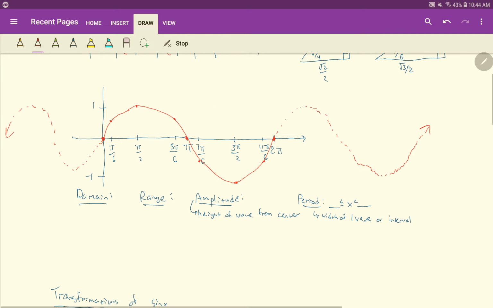Okay, so the domain then will be negative infinity to infinity. There's no problem x values. You can plug in whatever x value we want. The y values, though, we are limited here. What's the lowest y value you see? It's negative 1, right? What's the highest y value we see? It's 1, and we do get there, right?